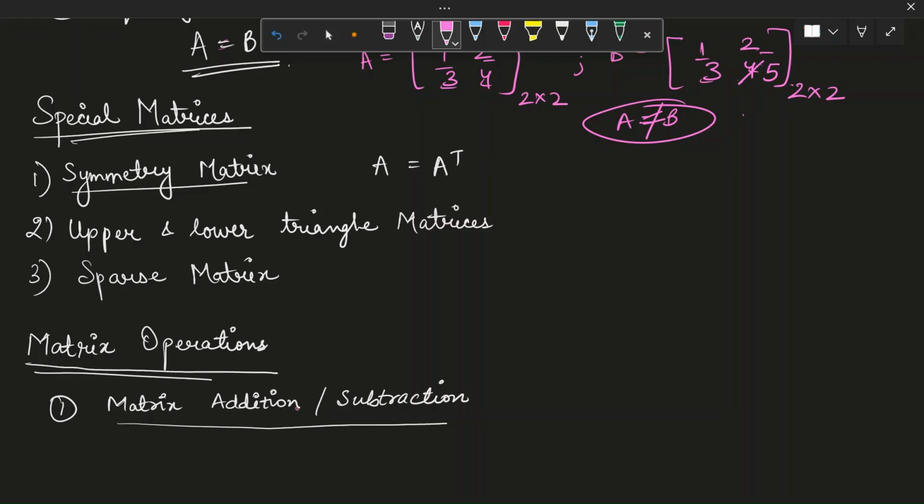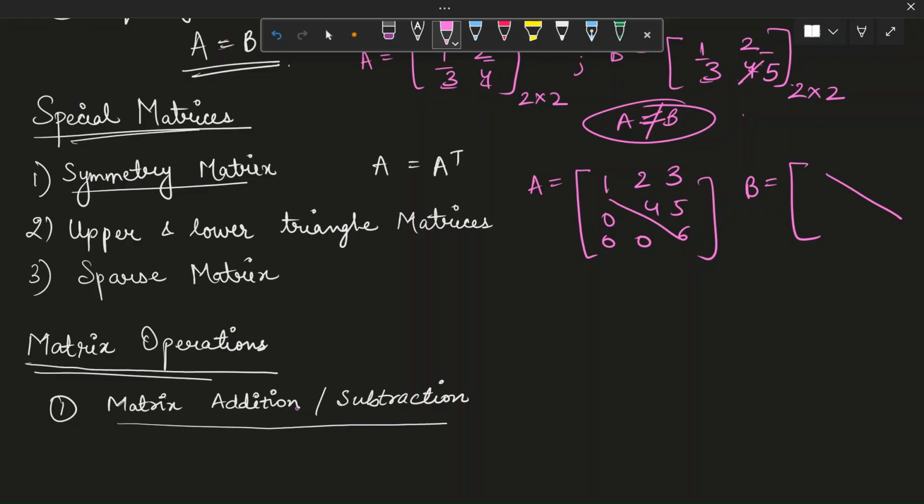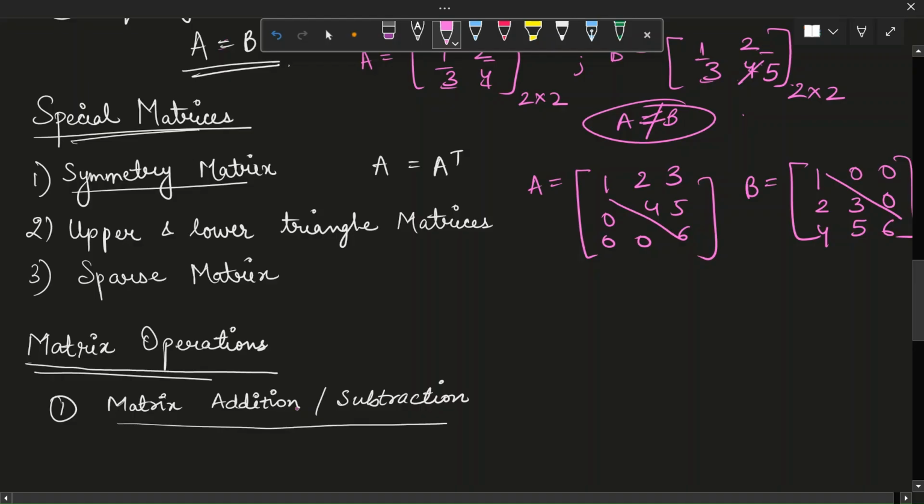Now if we take an example of this, suppose we have a matrix A. So how could it be an upper triangular matrix? Let's see. 1, 2, 3, 4, 5, 6. Below the diagonal, all the elements are 0. This is an upper triangular matrix. And for a lower triangular matrix, above the diagonal, all the elements would be 0. Like we take 1, 2, 3, 4, 5, 6. So these elements are 0. So this is a lower triangular matrix and this is an upper triangular matrix.